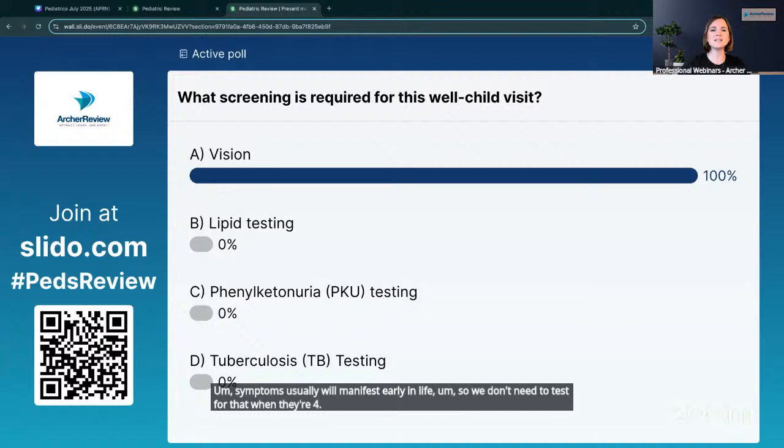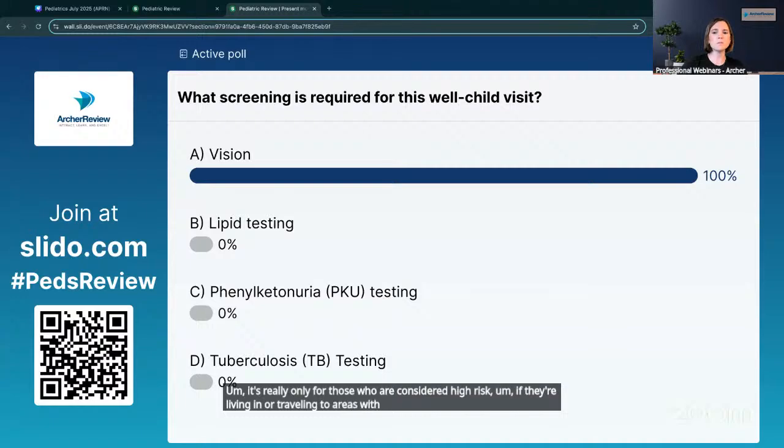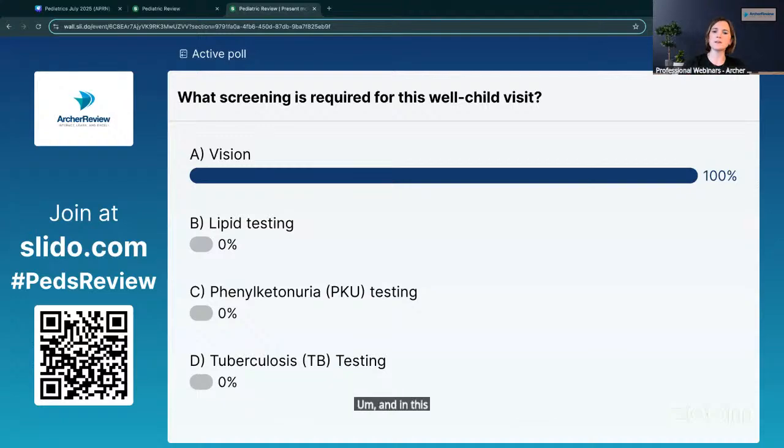And then choice D is also incorrect. So TB testing is not routinely performed on all children. It's really only for those who are considered high risk, if they're living in or traveling to areas with a high prevalence of TB, or if they've been exposed to somebody with active TB. And in this scenario, the mom hasn't given us any indication that they would need a TB test.